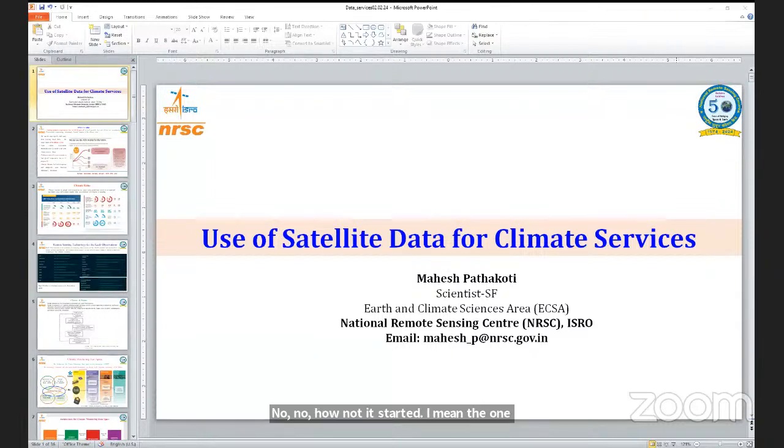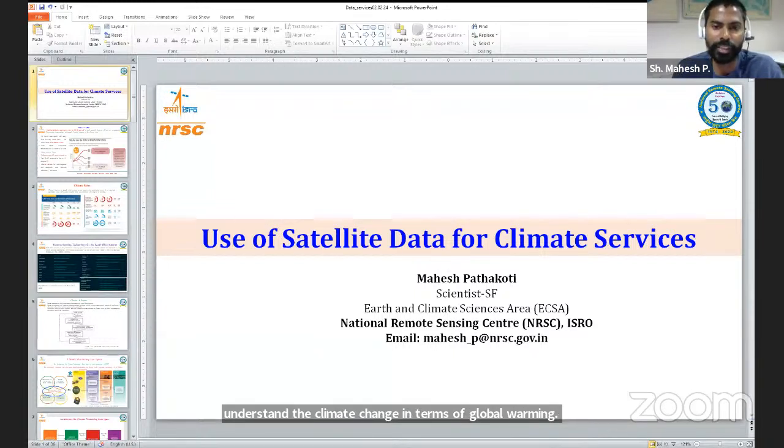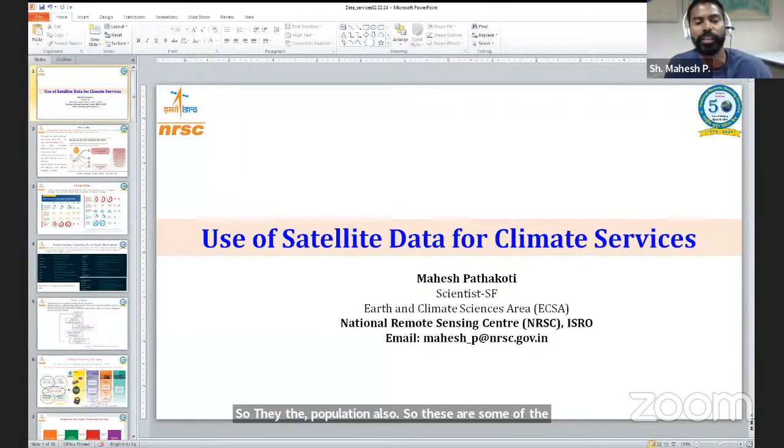So that is the combination of RCP 2.6 to 8.5 to understand climate change in terms of global warming. And these are the climate risks, again from the IPCC report. If the temperature is at 1.5 degrees Celsius, biodiversity loss is expected to be 14%. And if the temperature is raised by 3 degrees Celsius at the end of the 21st century, then the loss of biodiversity is expected to be 29%. So drought and the dry land population are some of the critical crises which will be impacted if the temperature changes from 1.5 degrees Celsius to 3 degrees Celsius. But what is the ratio?